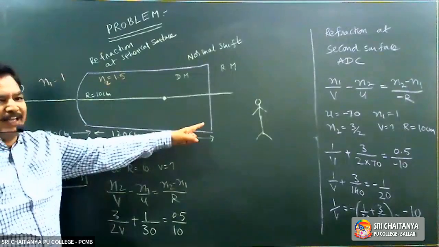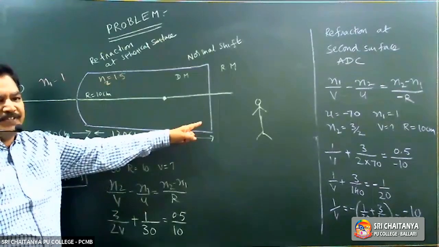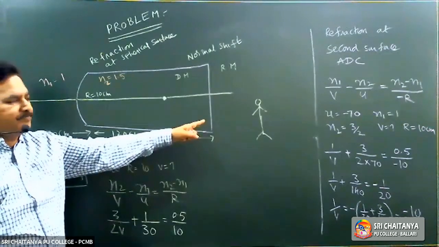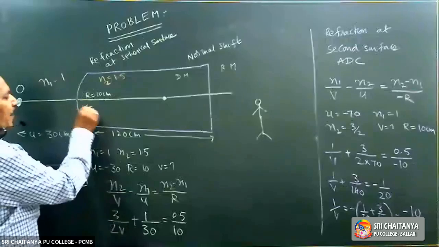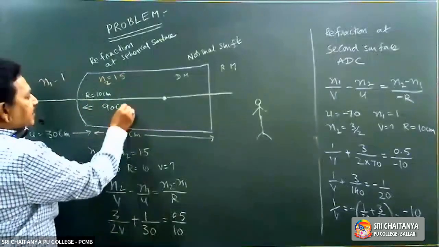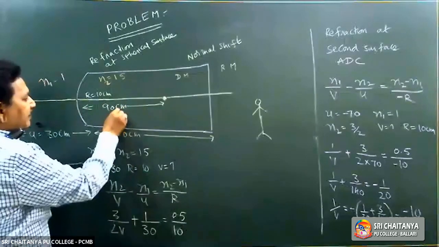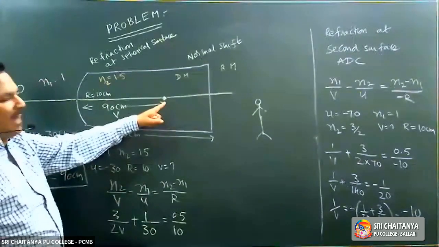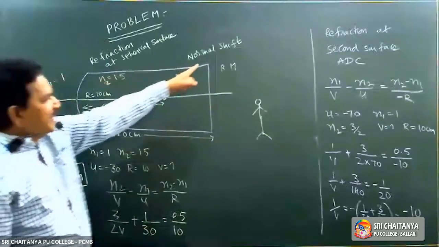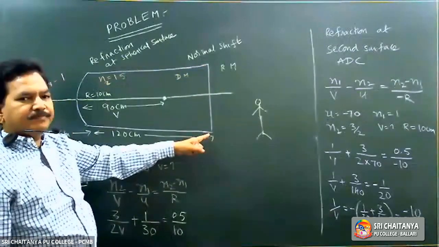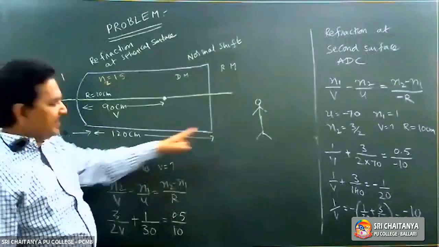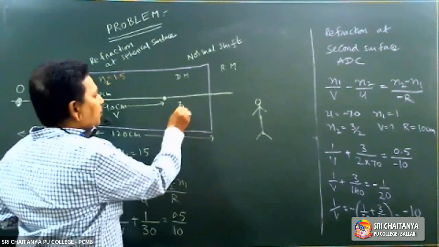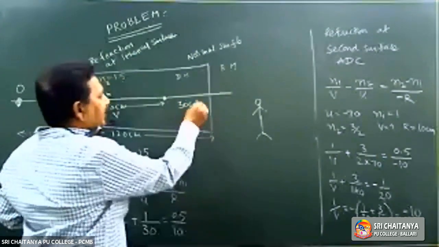The second surface is also that, but it is not a curved surface. It is a flat surface, plain, flat. So the image is formed at 90 centimeters. This is V. Now this will act as the object for this surface. What is the object distance now? 120 minus 90. This comes out to be 30 centimeters.